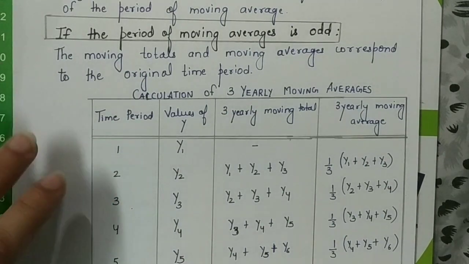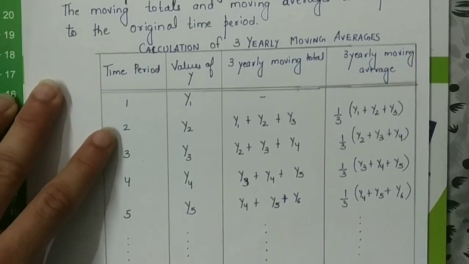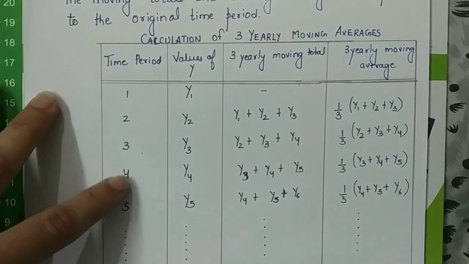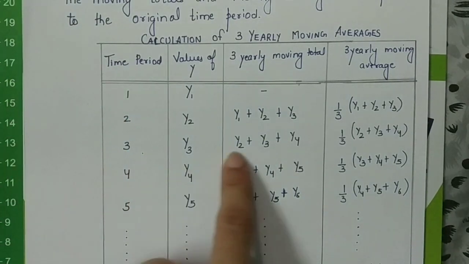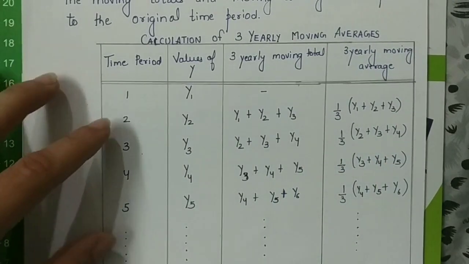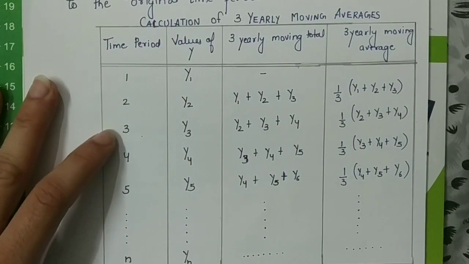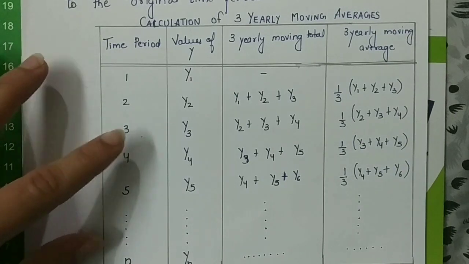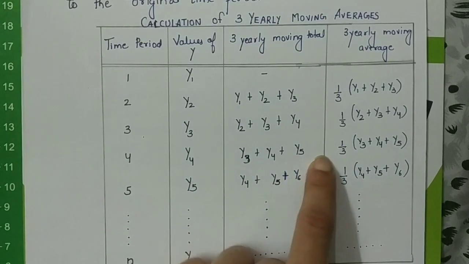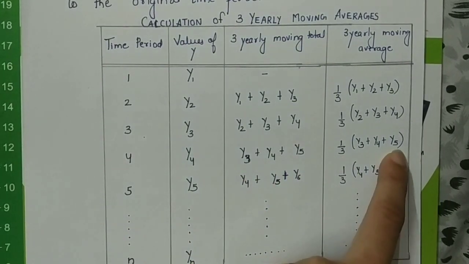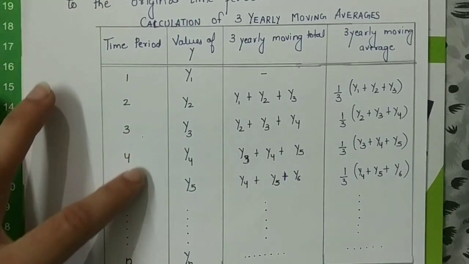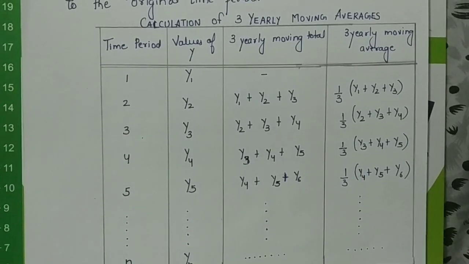Similarly, you will total the values of y for the second year, third year and fourth year and place it in front of the third year, and then you will divide that number by 3. Then you will total the y values for the third year, fourth year, fifth year and place it in front of the fourth year, and you will divide the total by 3. This is the column of answer, and you will proceed for as many years as given to you in the question.